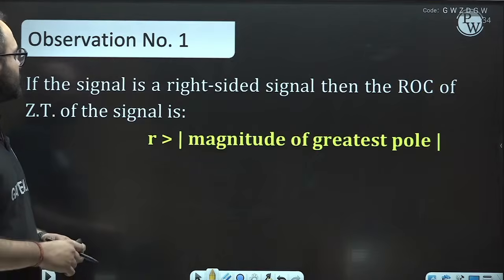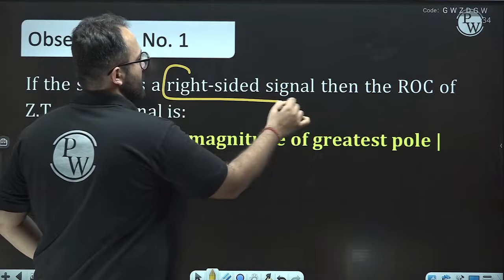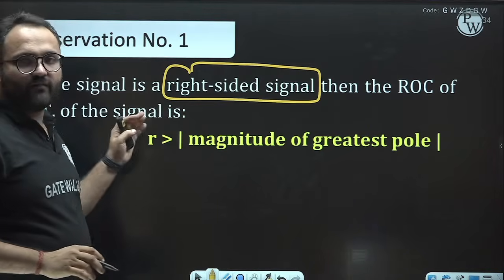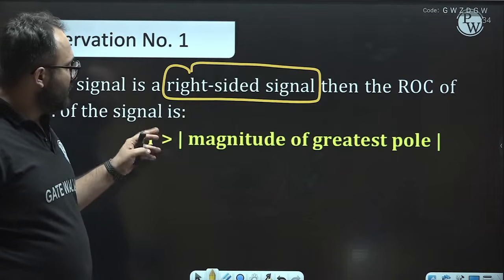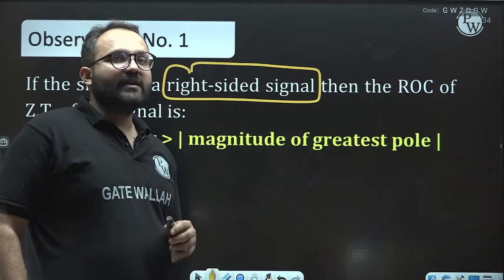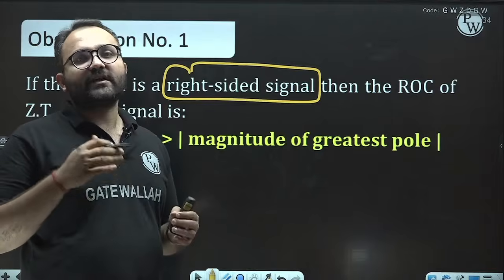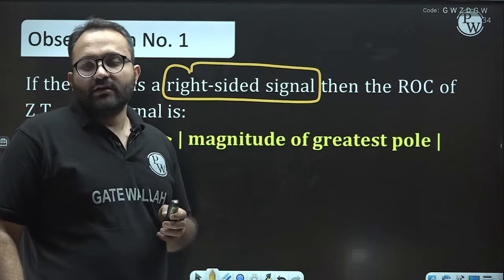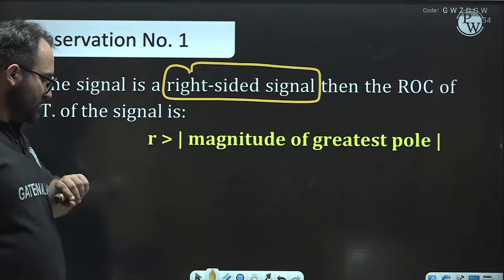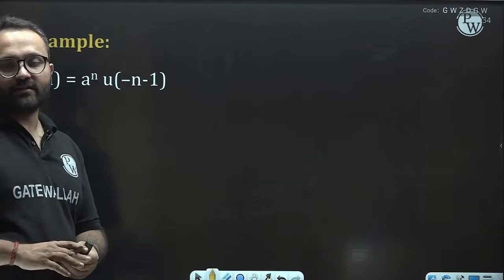So the first conclusion is, if the signal is a right-sided signal, then the ROC of the Z transform will be R greater than the magnitude of the greatest pole. Here we have the ROC linked with the magnitude of the pole, and not with the real part of the pole as we have seen in the Laplace. So it is related with the magnitude of the pole. Okay, so let's move on. Now let's look at the left-sided signal.